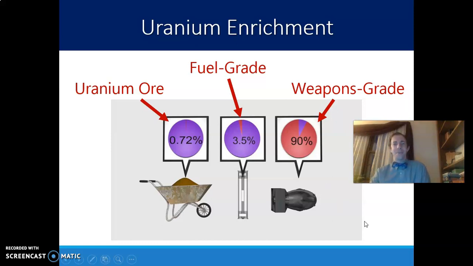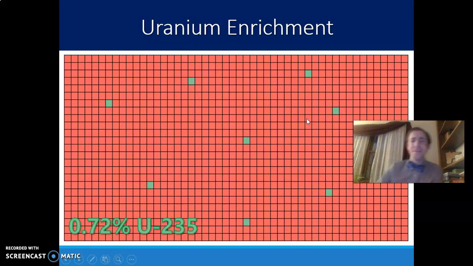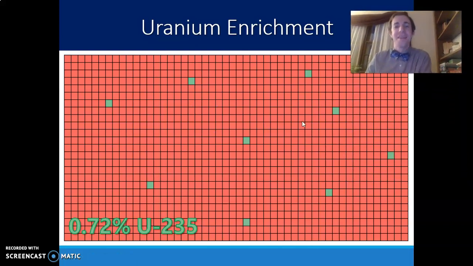Say we take a sample of uranium. This is what it looks like in nature, and obviously it doesn't look like boxes. But as a visual here, imagine that each of these boxes are an atom of uranium. And the green boxes presented here are U-235. The red boxes are U-238. Now, in nature, we have about 0.7% of those are 235. So I've colored about 0.7% of these overall boxes in green. That's what it looks like overall.